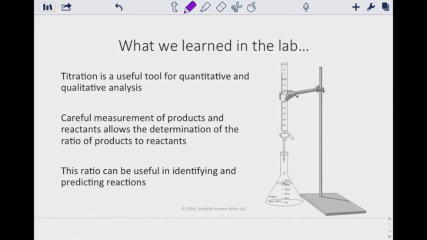Now, what we should have learned from the lab is that titration is a useful tool for quantitative and qualitative analysis. So we can look at titration. Careful measurements of products and reactants allow the determination of the ratio of products and reactants, and that ratio can be useful in identifying and predicting reactions. And so we learned in the lab, looking at the different types of iron and copper through that titration, we can use that to figure things out about the reactants and the products.